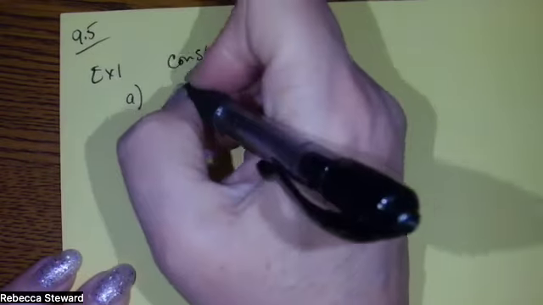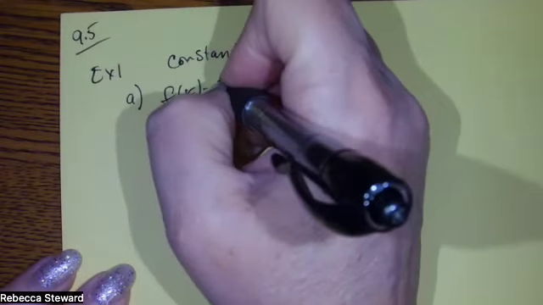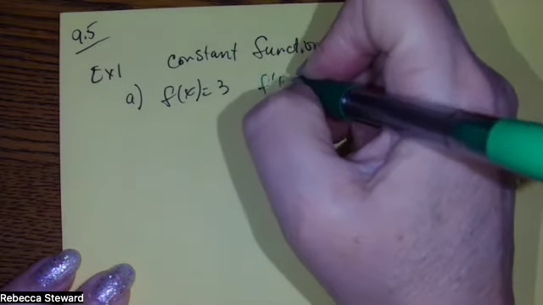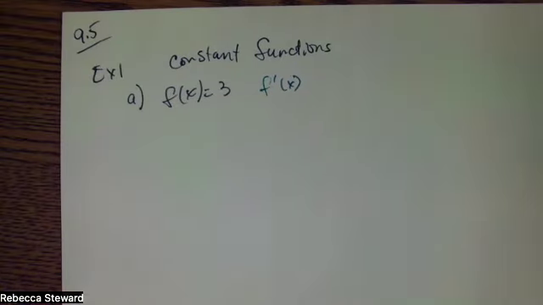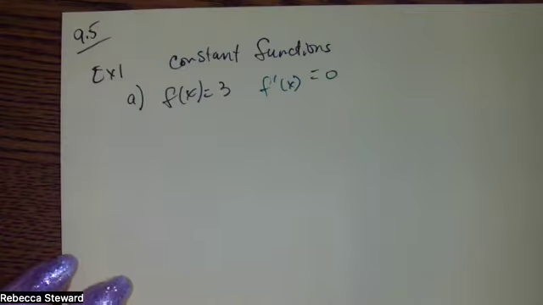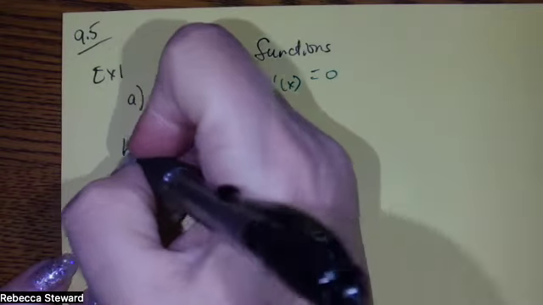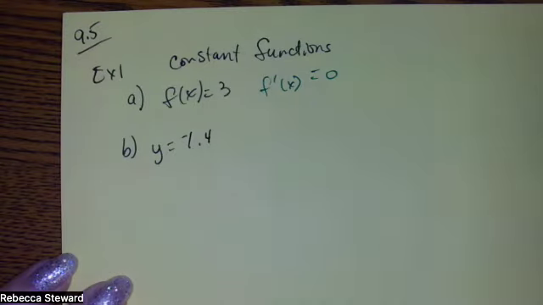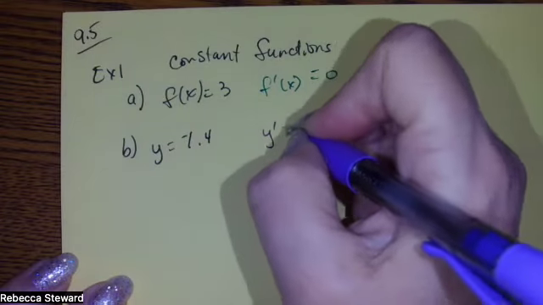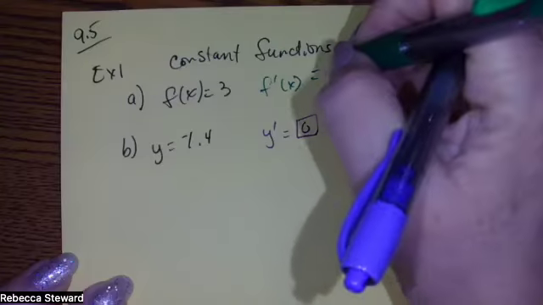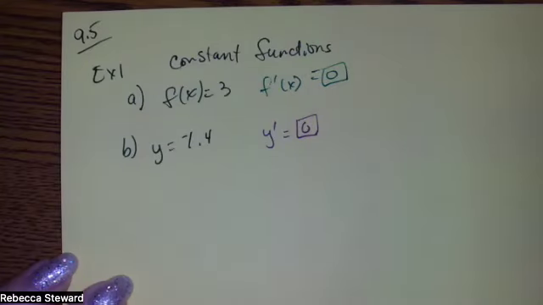For A, if we have f of x equals 3, then our f prime of x, or the derivative, is going to be equal to 0. That's by the constant rule. If we have y equals negative 1.4, then our y prime is still equal to 0. Let me box those answers so you know that is the actual answer.